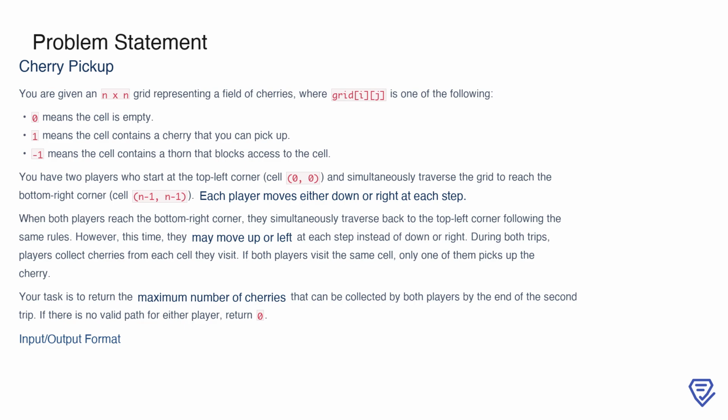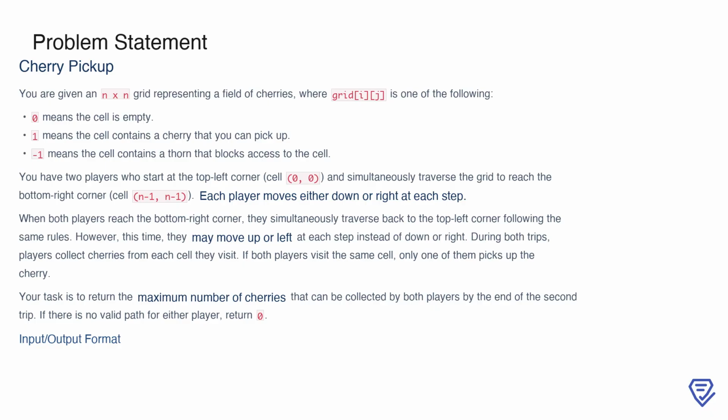You have two players starting at the top left corner of the grid, at cell 0, 0. Both players need to move simultaneously to the bottom right corner of the grid, at cell N-1, N-1. At each step, the players can only move either down or to the right. Once they reach the bottom right corner, both players return back to the top left corner. On their return journey, the players can only move up or to the left.